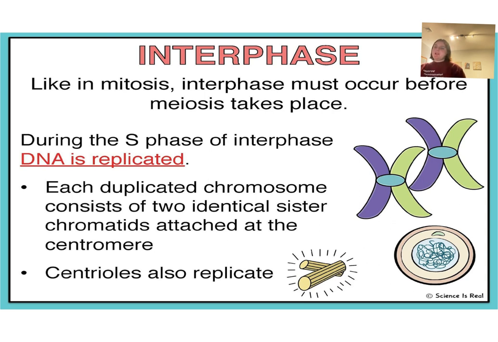Next to it, the centromere is the little teal part in the middle, and then we have each chromatid on the side. Centrioles also replicate, which is the thing that the spindle fibers come out of.